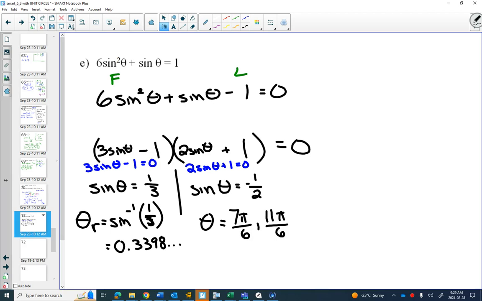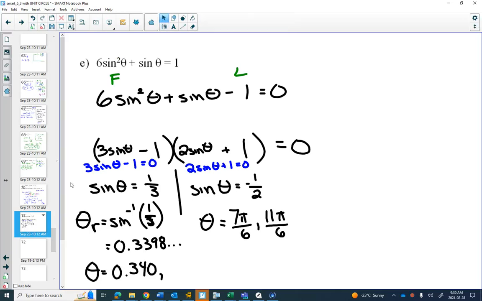Now, since sine of theta is positive, we would find an answer in quadrant 1. And if it doesn't say what to round to, you would round to 3 decimal places. So rounding 0.3398 to 3 decimal places would make this 0.340.